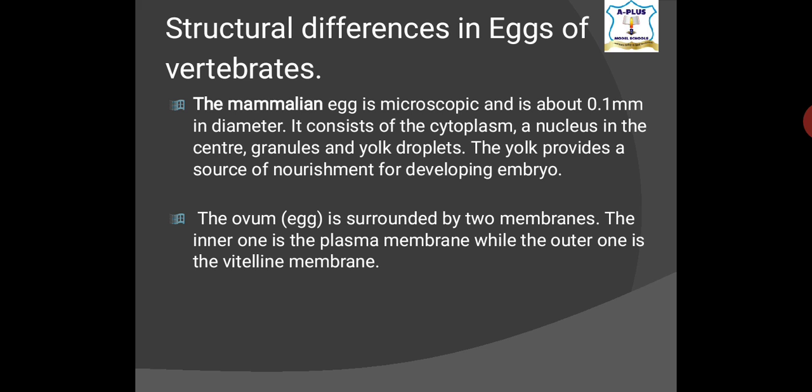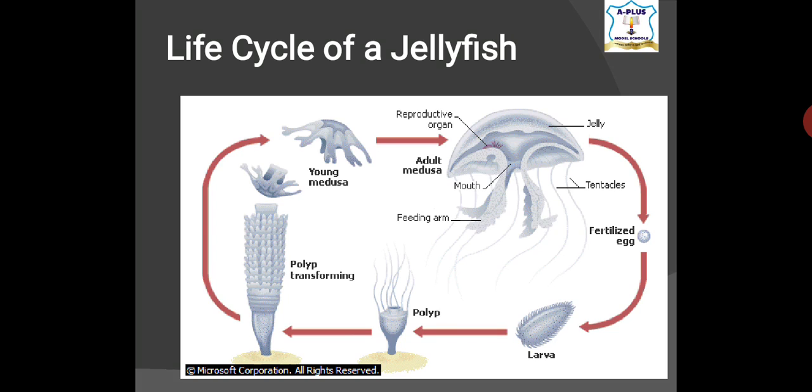The ovum, which is the egg, is surrounded by two membranes. The inner one is the plasma membrane, while the outer one is the what? The vitelline membrane. It can also be asked in your objective. The ovum of an egg is surrounded by two membranes, namely dash. You should be able to know that the inner membrane is called the plasma membrane, while the outer membrane is what we call the vitelline membrane.